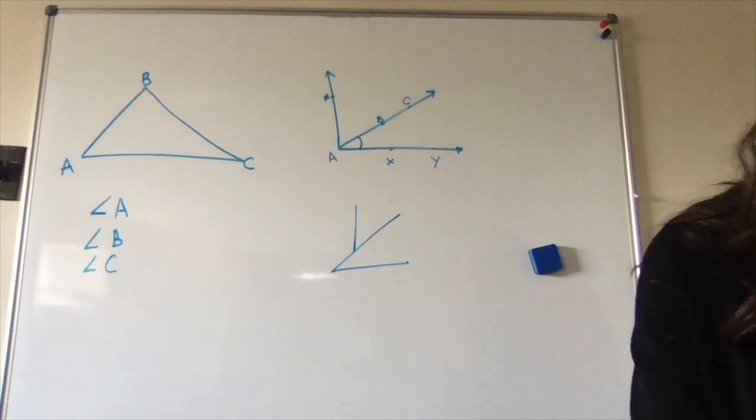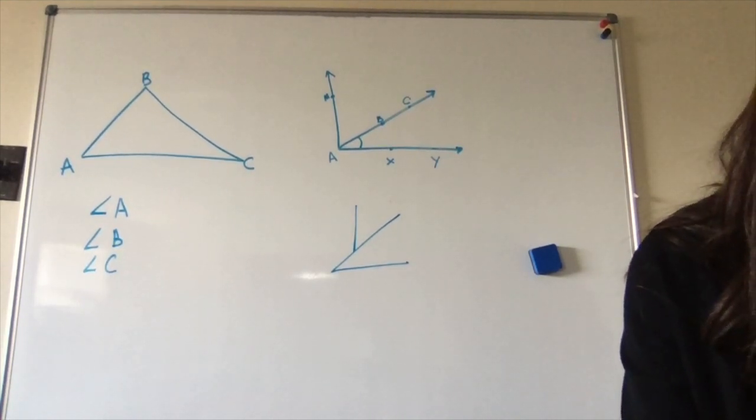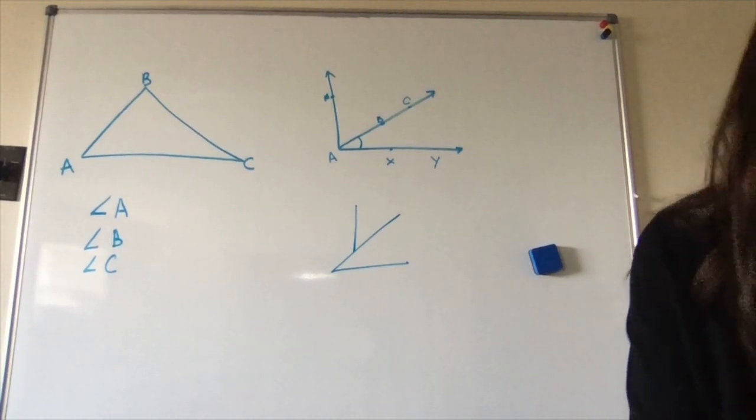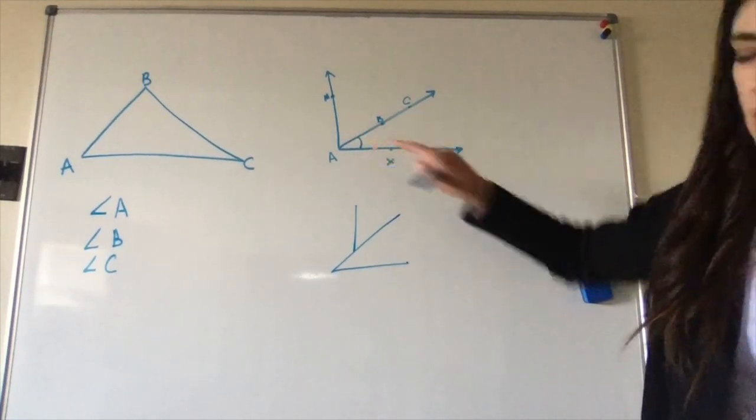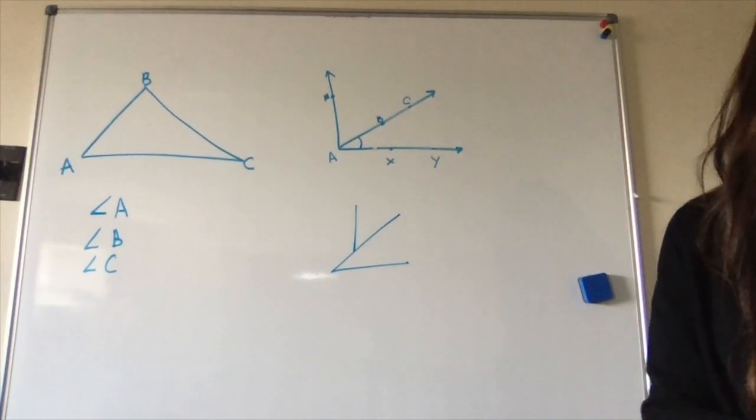If 2 angles have the same vertex and share the sides between, then they are adjacent angles, okay? So this is not an adjacent angle. These 2 are adjacent angles. They are next to each other, okay?